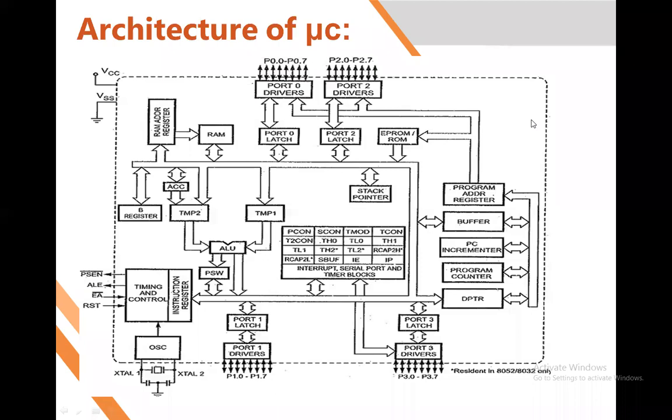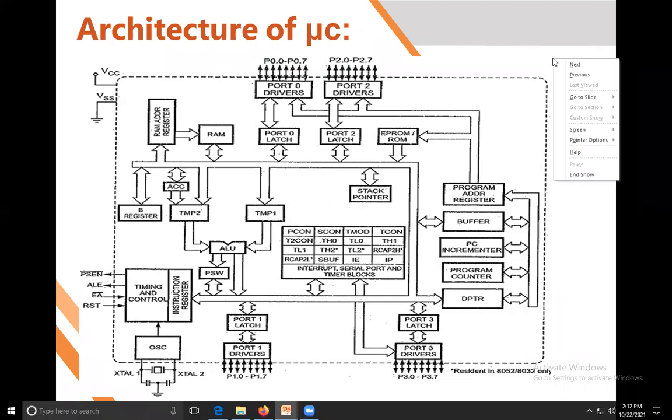We discussed the same architecture in the 8085. The two are somewhat similar, with only some differences. The first similarity is that both have an ALU, the arithmetic logic unit. Both have a flag register, but here the flag register is replaced by the program status word. So one by one we are discussing the parts of the architecture of the 8051. Okay, so this is the architecture of the 8051.